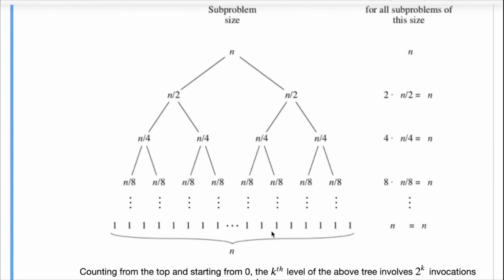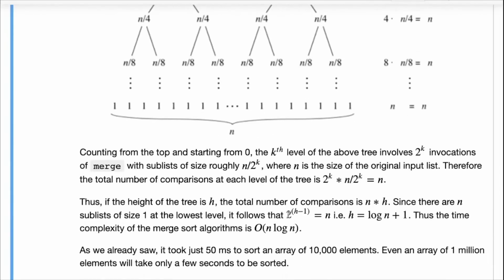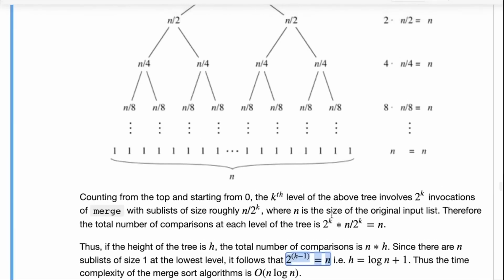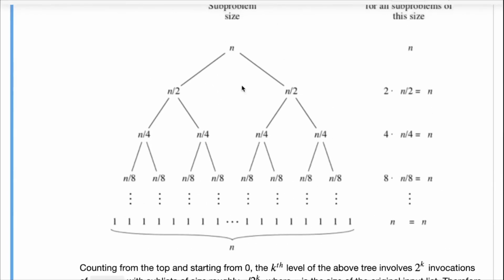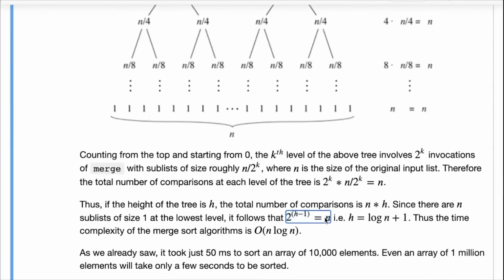But remember, at the last level, we simply have merge calls with single elements. That means we have a total of n elements here, or n leaf nodes. So it follows that 2 to the power of h minus 1 is n. I'll let you think about that and reason with that. This is something you may have to work out on pen and paper: if the height of the tree is h, then 2 to the power h minus 1 is equal to n, because at the bottommost layer you have n leaves in the tree. So it follows that h is log n plus 1.